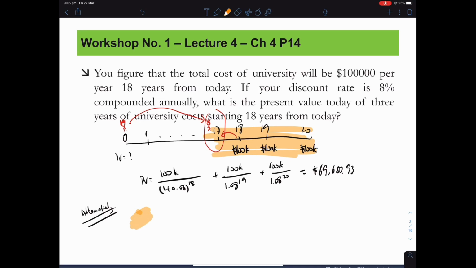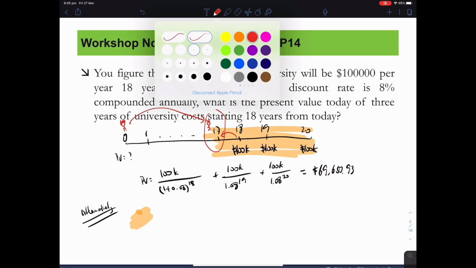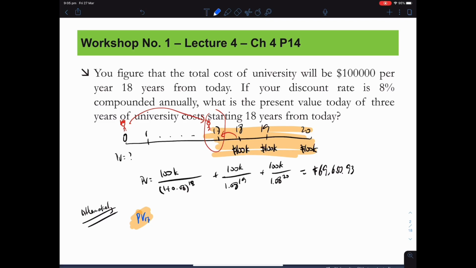So let's say here we have an annuity, and we write that as, using blue, present value at year 17. That gives you 100K times 1 over 0.08 times 1 minus 1 over 1.08, power to what? Power to 3 here, because there are three cash flows. And that will give you 257,709.70. But remember, this formula here would only give you the present value in year 17, because you time traveled. But you don't care about year 17, you care about year 0.